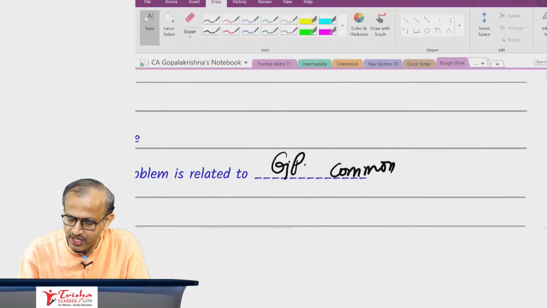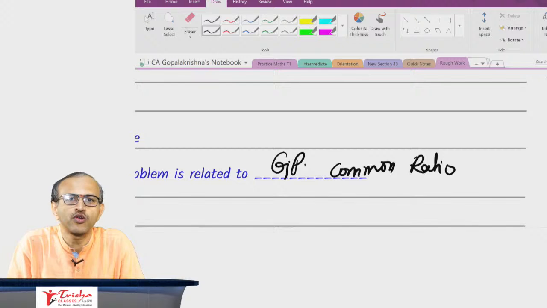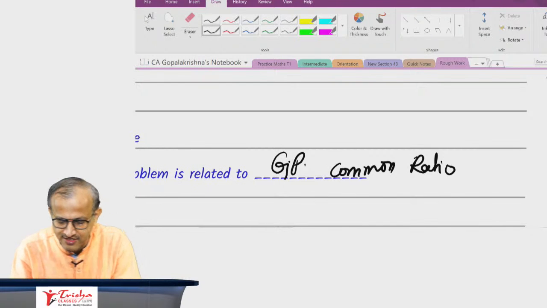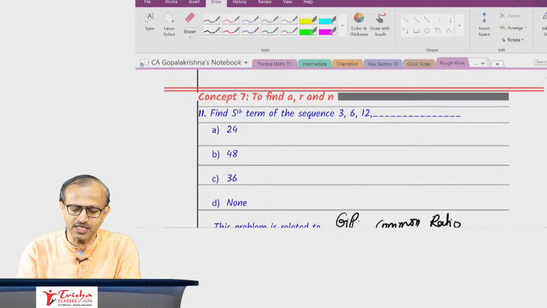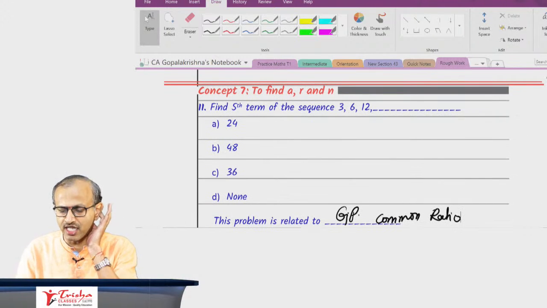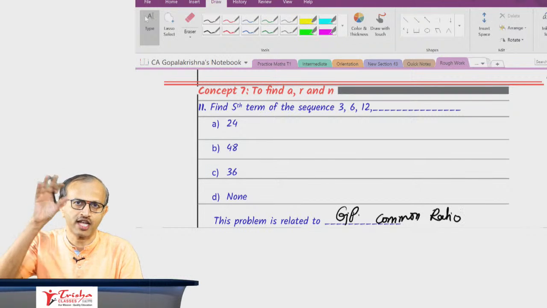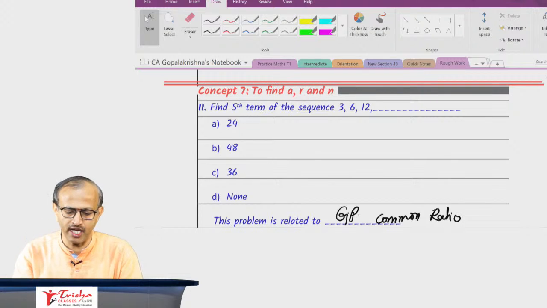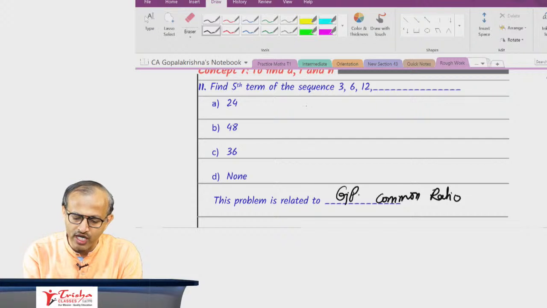Hope you are writing with me. Please do write. Have you written it? So write down the concept 7: problems on nth term, to find A, R and N in GP. I hope that earlier you have written the heading GP. In that, the fifth term of 3, 6, 12. So let us write the formula. Tn is equal to A r to the power n minus 1.